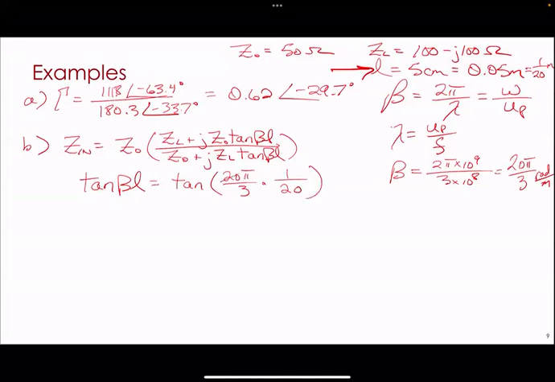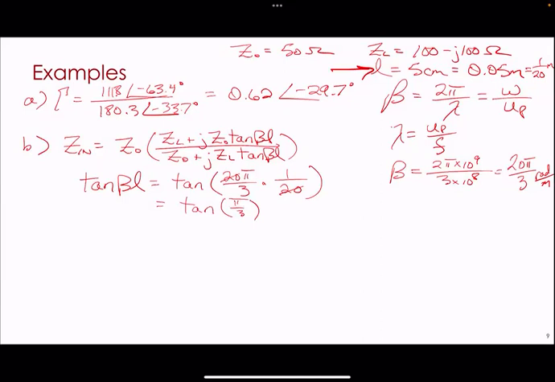Why is that nice? Well, then you get that, right? But you don't need this. You could just punch in 20 times pi divided by 3 times 0.05. You get a number, you take the tan of it, perfectly fine, right? So you could punch this in. I'll leave it as tan of pi over 3.